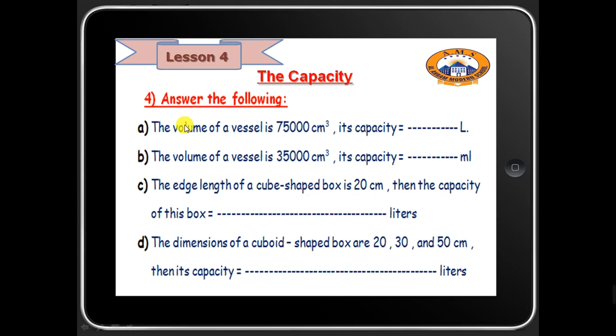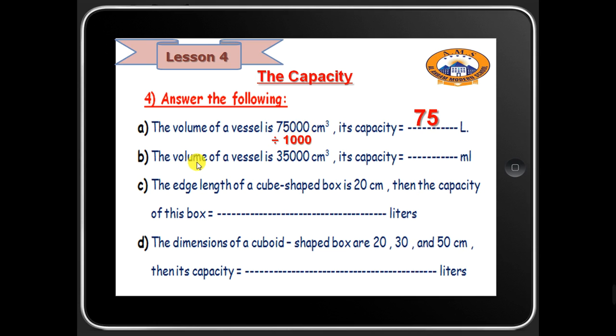Answer the following question. The volume of the vessel is 75,000 cubic centimeter. Then I want the capacity but in the liter. So from the small to the big, we will divide this number by 1000. Very good. So we're going to cross the 3 zeros up with the 3 zeros down. So the answer is going to be 75 liter.